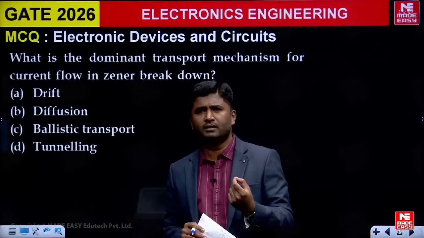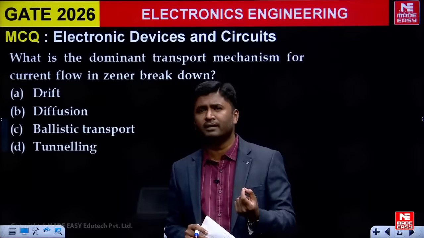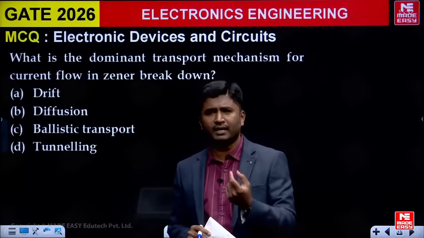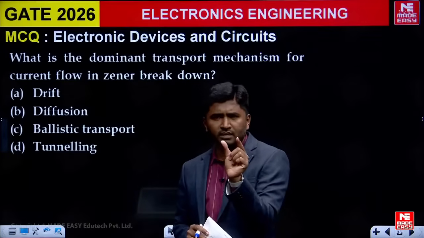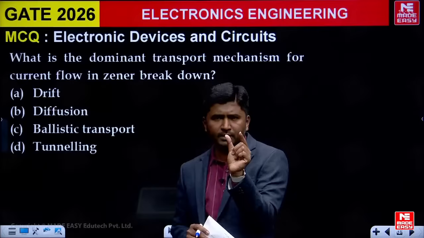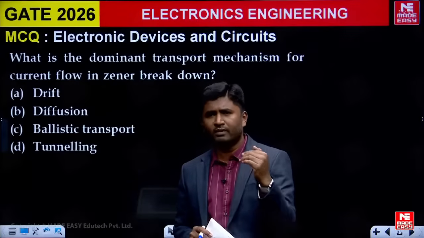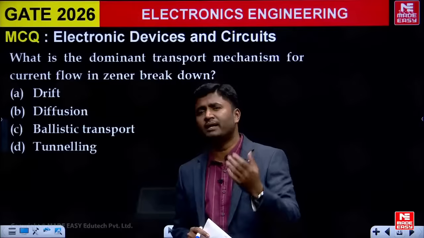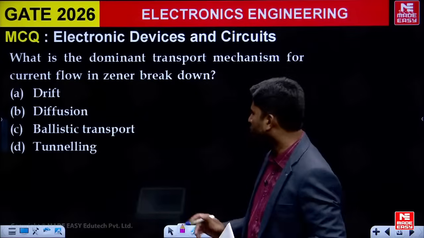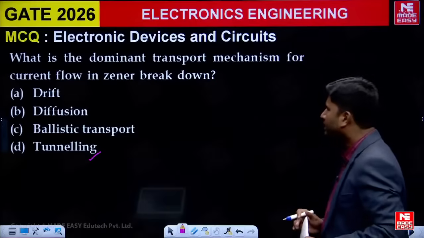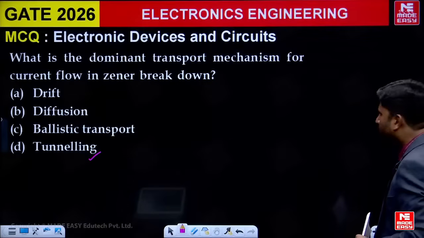And that we can relate to tunneling. Okay, remember Zener breakdown will happen because of tunneling. Normally Zener breakdown happens in heavily doped diodes. In heavily doped diodes, the depletion width will be very narrow, and because the depletion width is very narrow, electrons can tunnel from one side to another side. So Zener breakdown is mainly because of tunneling. So we can take the answer as option D, electron tunneling. Then we have one more question.